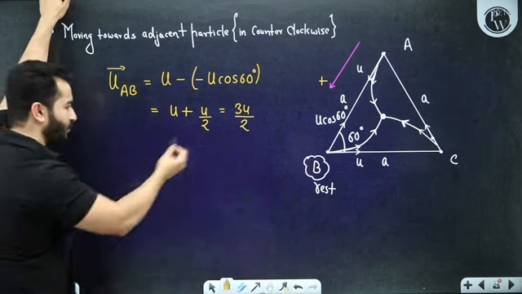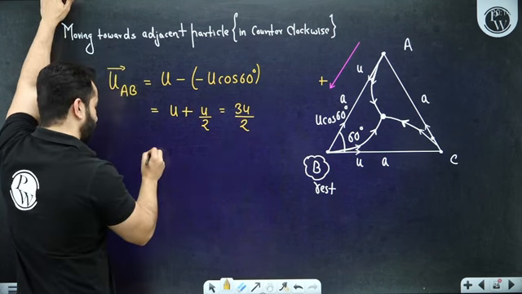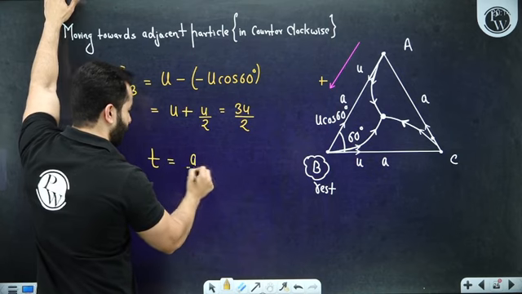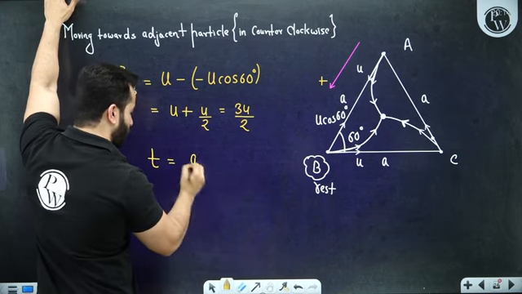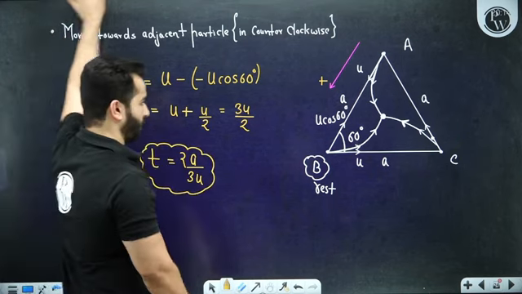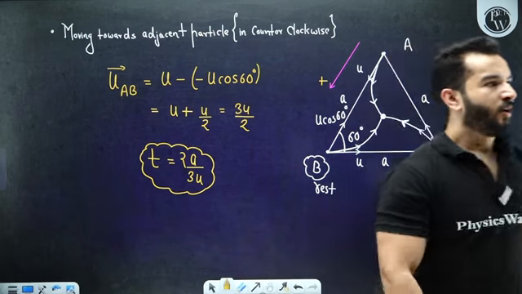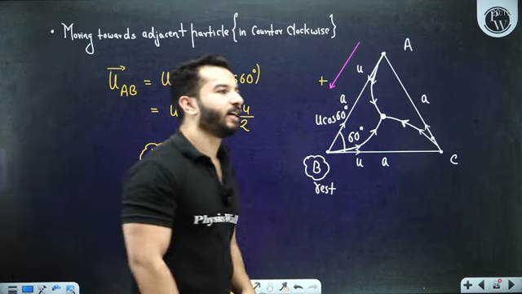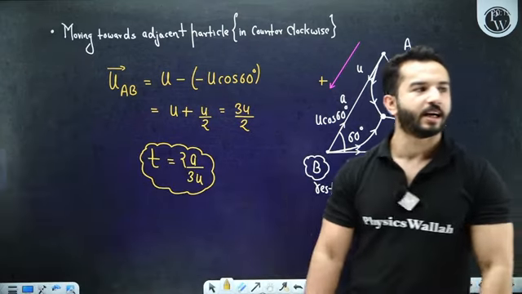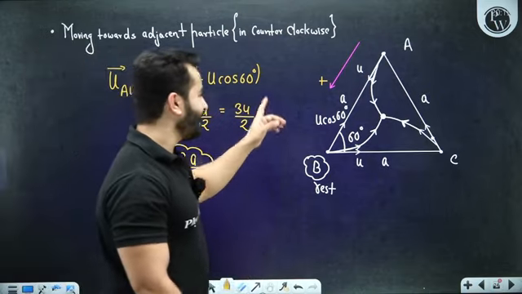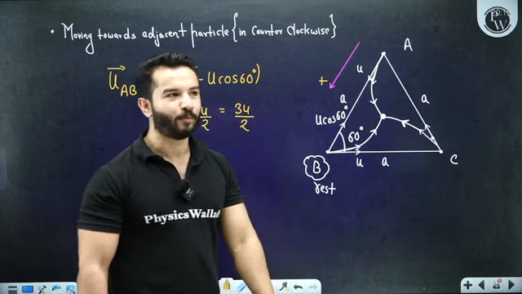Right? And now it's quite easy. The time taken for this to happen is, the distance is a, the speed is 3u by 2. So this is going to be the time. So you can solve questions like this, right? Obviously it is a little difficult to really imagine how this will happen, but exactly in this time all three will meet over here.